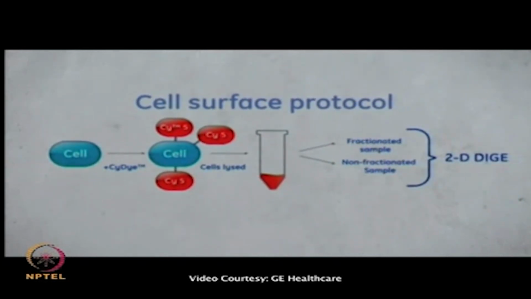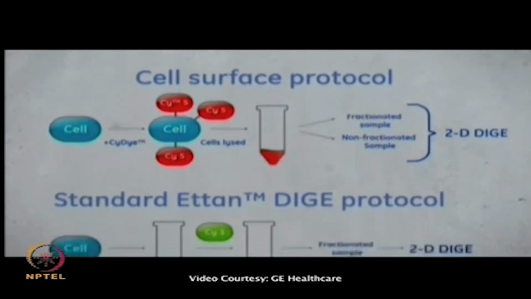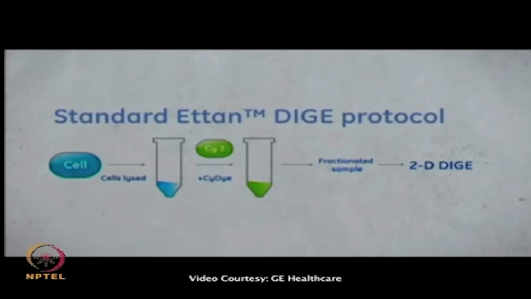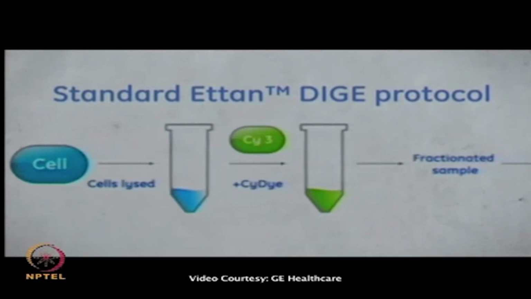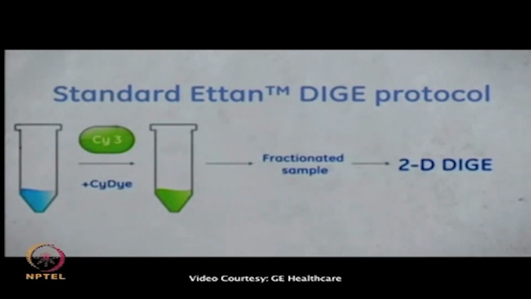This fractionation analysis is not necessary, but was done here just to show that the cell surface protocol is specific for cell surface proteins. We also performed the standard Ettan DIGE labeling protocol, seen below. The cells are lysed before labeling, and in this way all cellular proteins are accessible for labeling. After the labeling step, the samples are subjected to 2D electrophoresis.